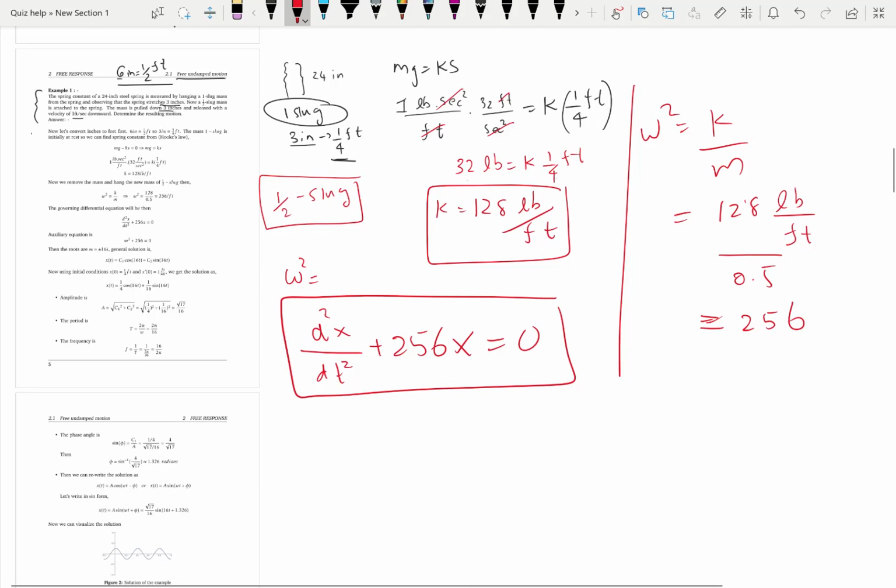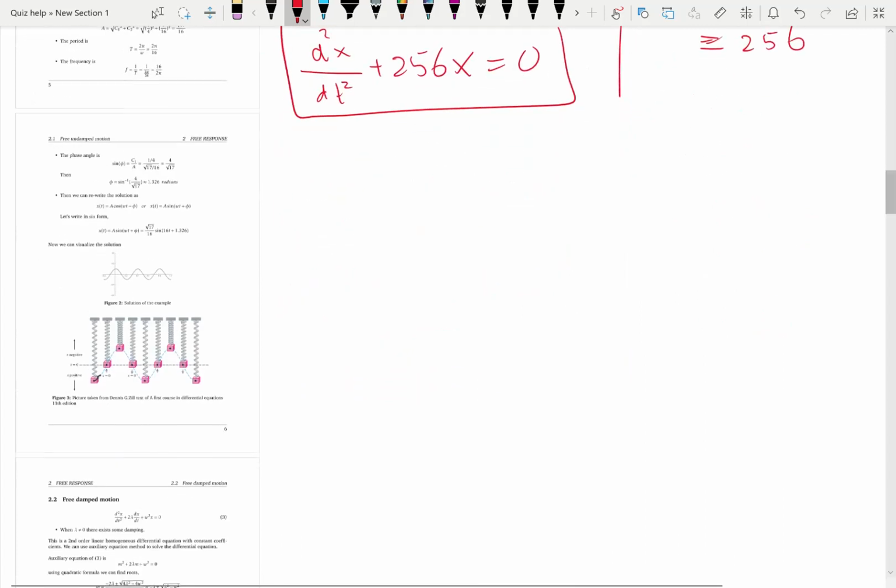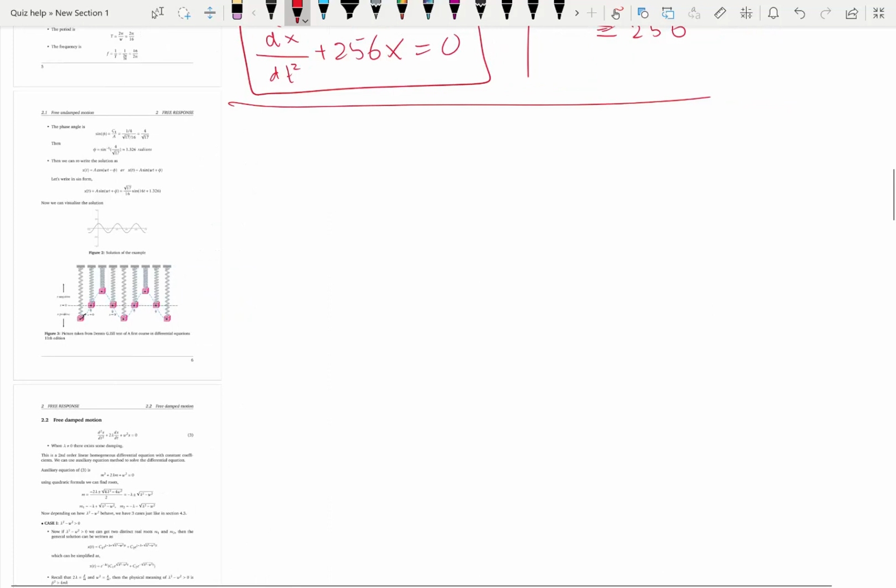Try to pause the video, try to do it by yourself, play with these units, and try to convince yourself how I got this differential equation. Now all we need to do is solve it. So let's rewrite it and start anew.